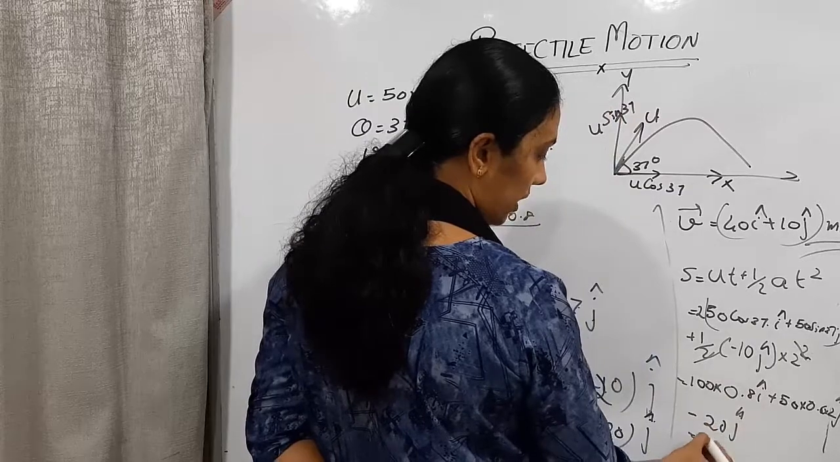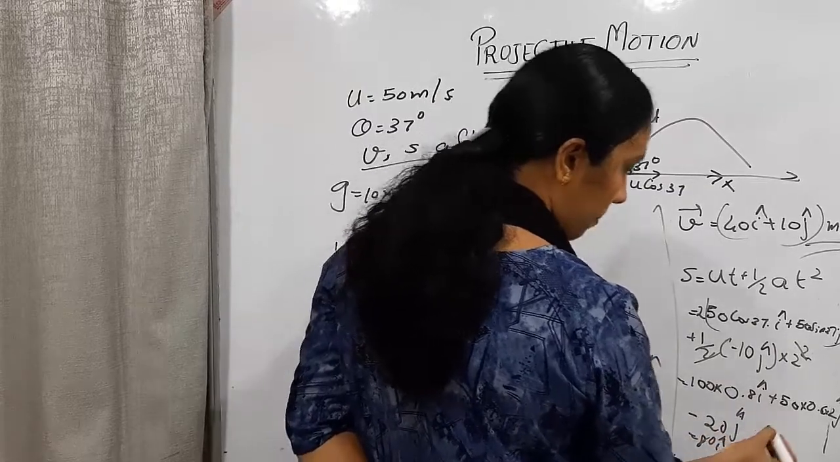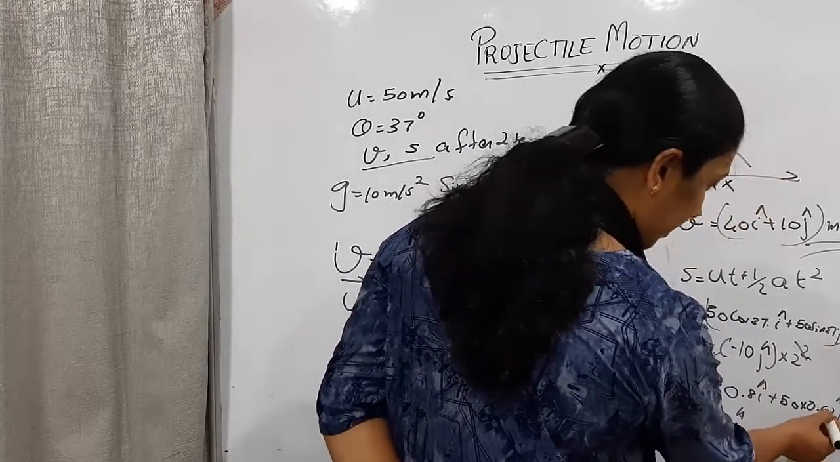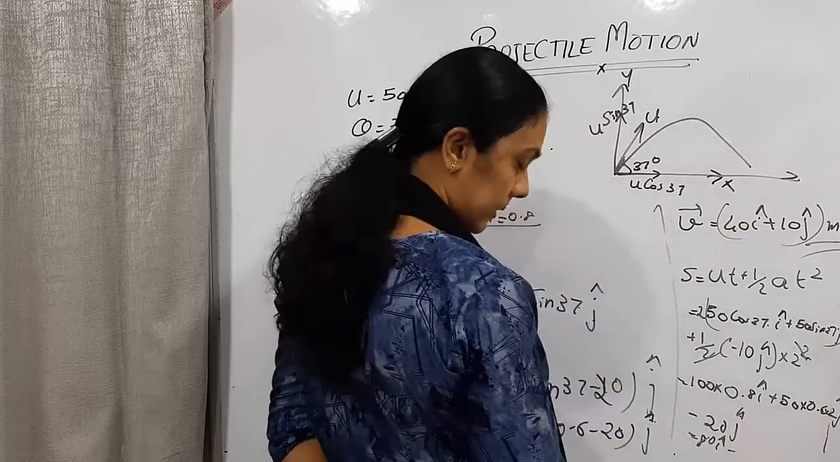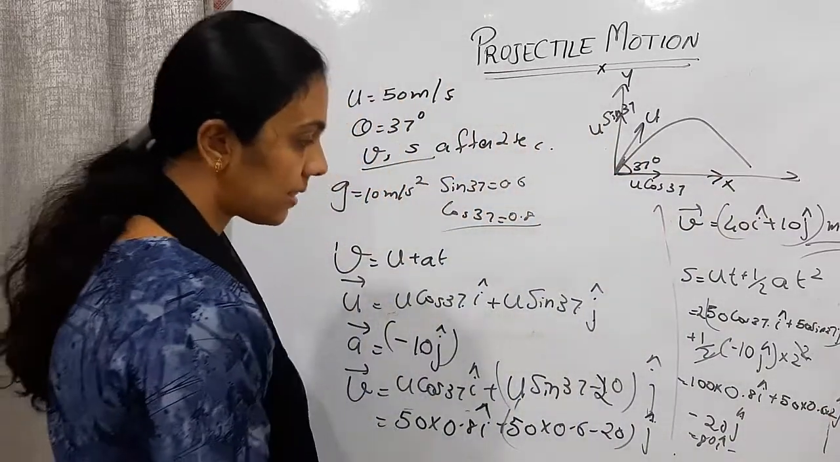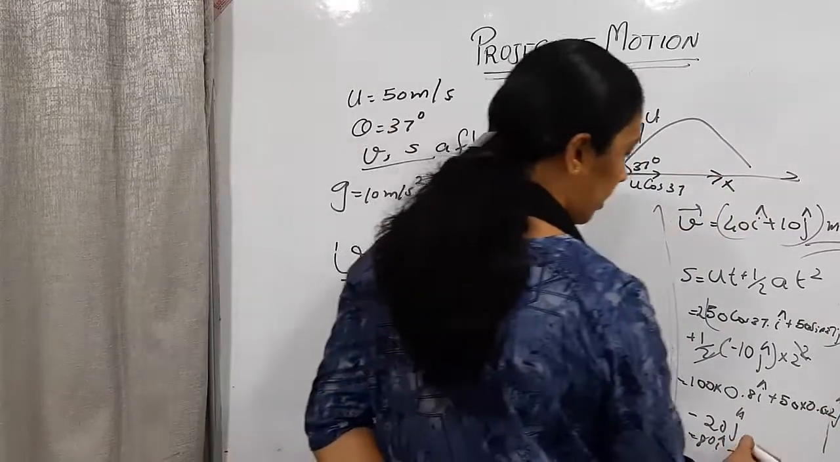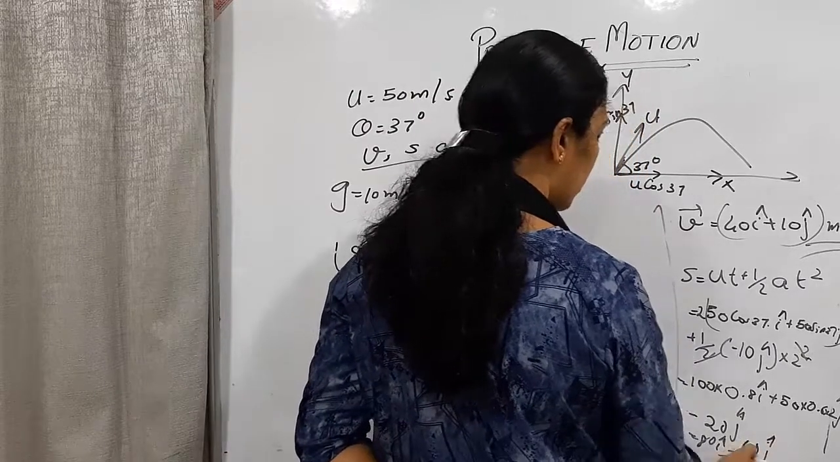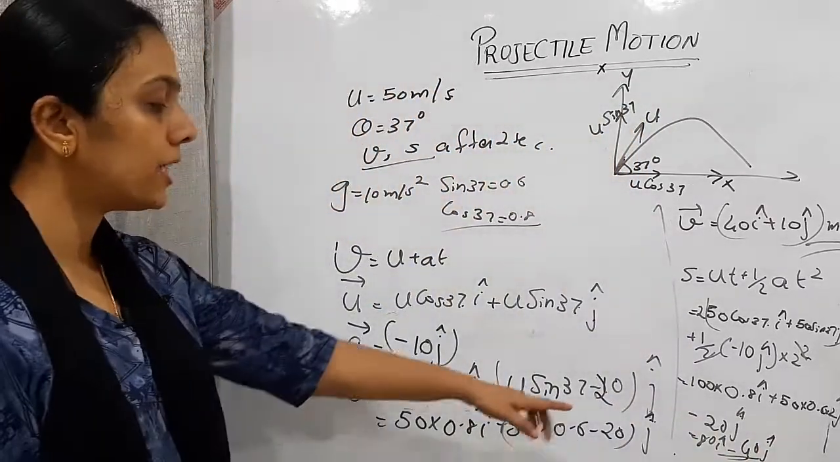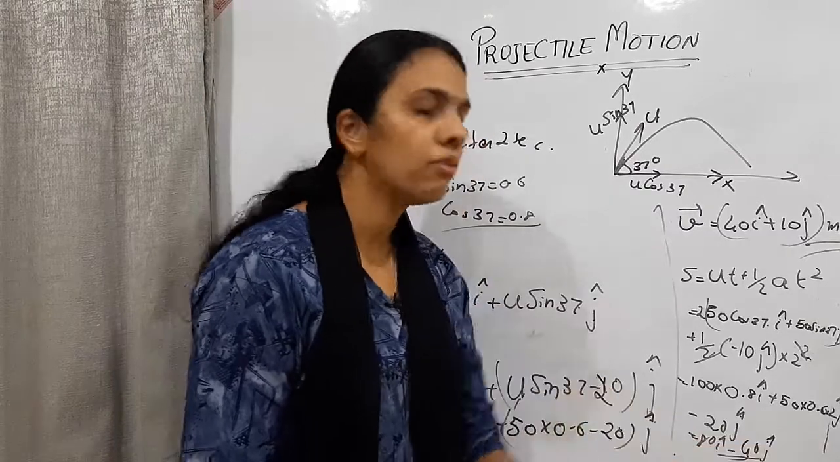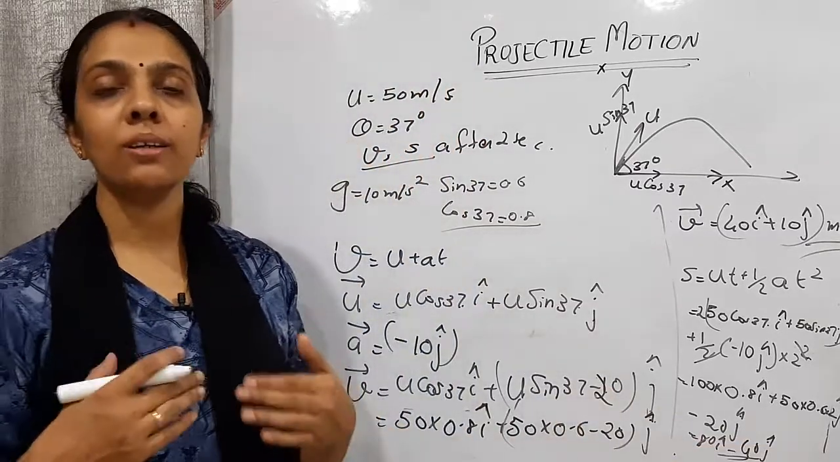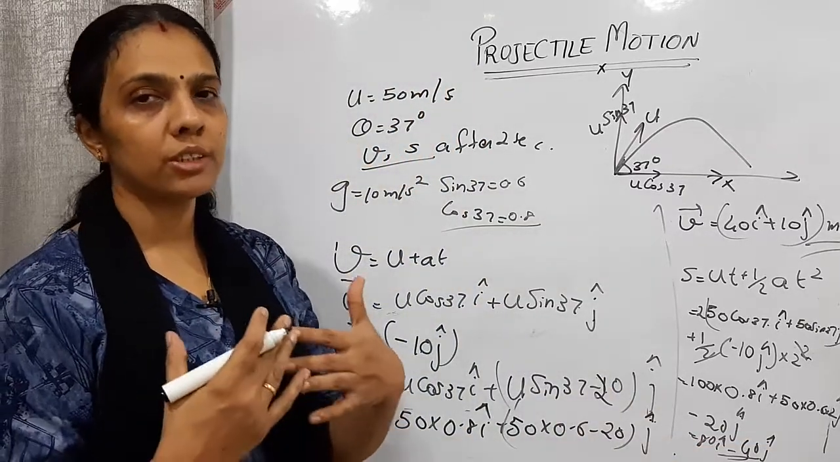Right? So here it is 80 i cap. Here it is 30, 30 into 2 is 60, 60 minus 20 is 40, 40 j cap. So what are the components of displacement? 80 meters and 40 meters: 80 meters along the x-axis and 40 meters along the y-axis.